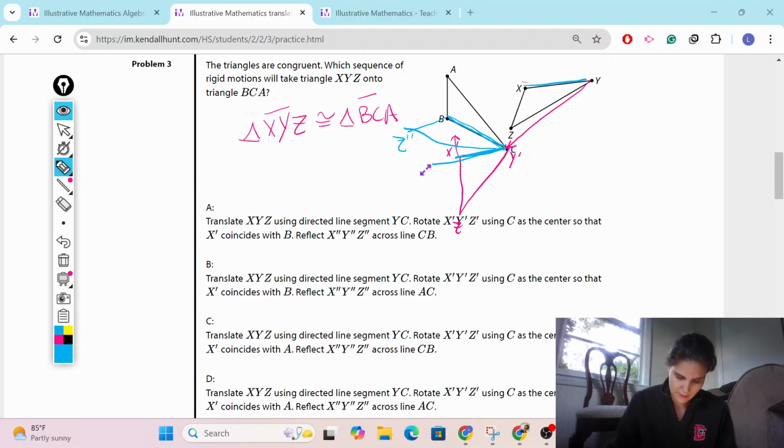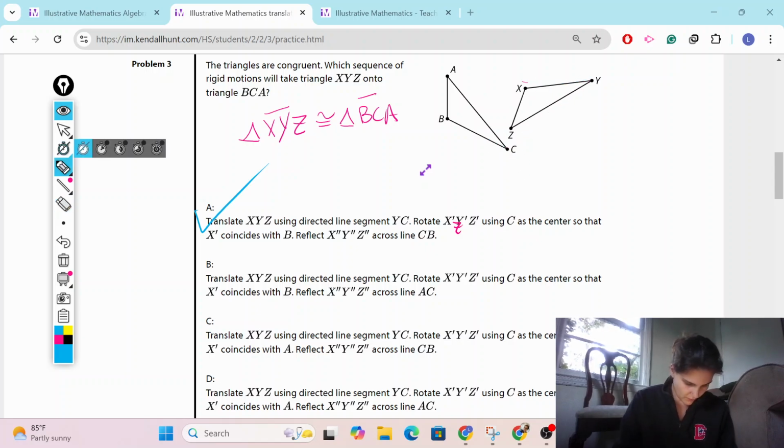Now finally reflect the triangle across CB. Well, if this guy gets reflected over there, they're going to line up. So this guy is good. I think this is a multiple choice question, which means we're actually done. So let's go ahead and check one more of our answers and see if that works.